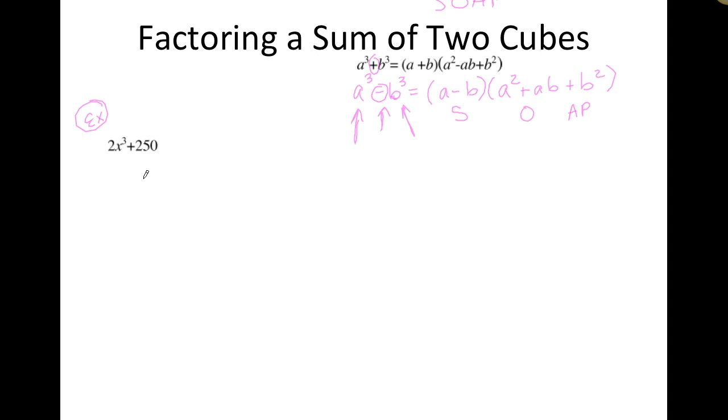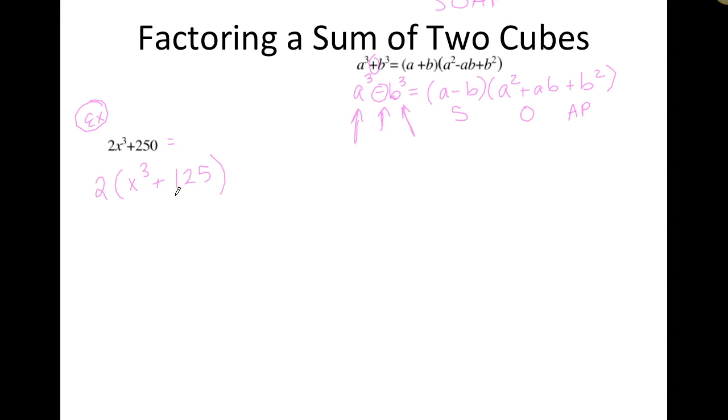However, anytime you are factoring, you always want to factor out the greatest common factor first. That should always be your first step. Factor the greatest common factor. In this case, it's 2. So I'm going to factor out a 2, leaving me with this, x to the third plus 125. Again, I can check my work by redistributing the 2 to make sure that it equals my original binomial.